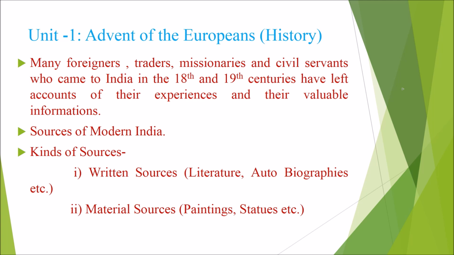Next we have sources of modern India. Kinds of sources. There are 2 kinds of sources. The first one is written sources and the second one is material sources. In written sources we have literature, autobiographies, etc. In material sources we have paintings, statues, etc.